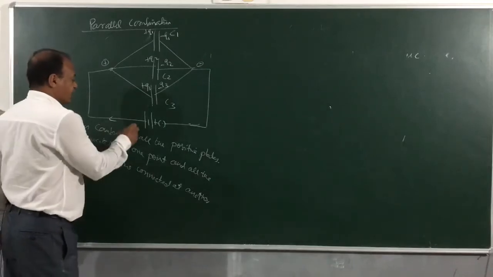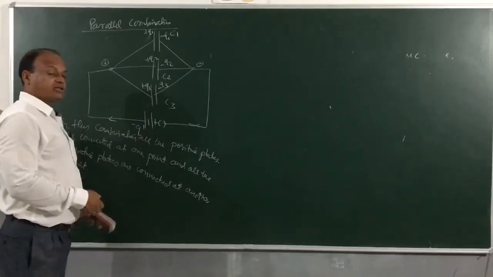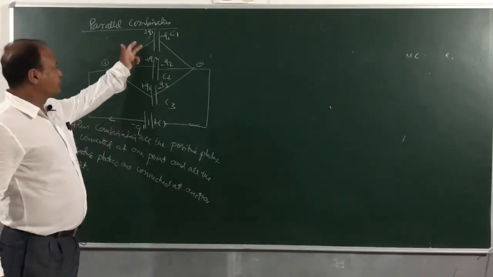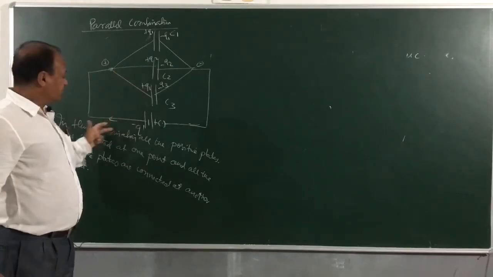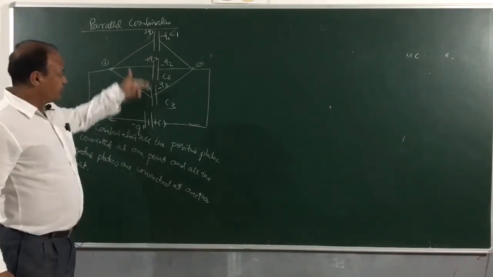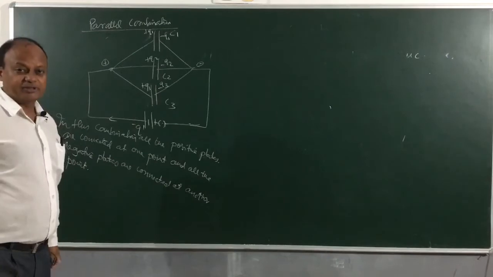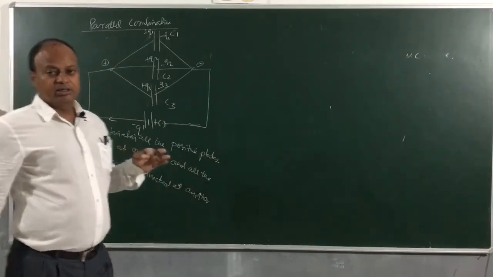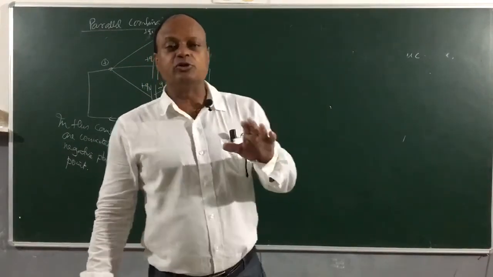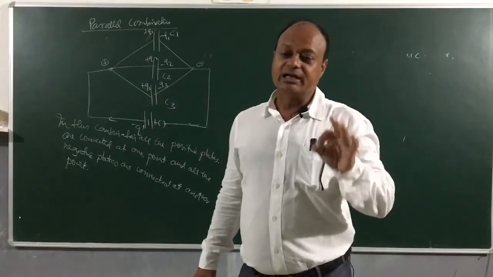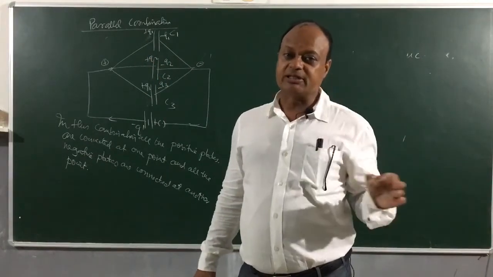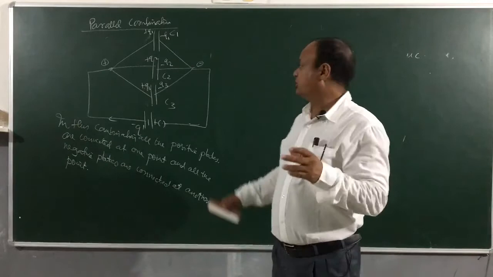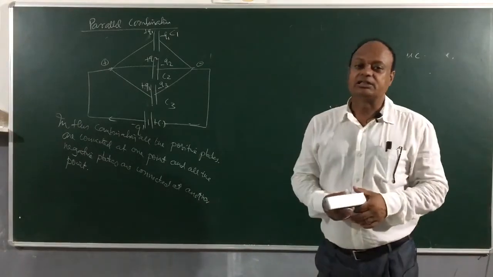Suppose the battery is supplying charge Q. So Q will be equal to how much? Q1 plus Q2 plus Q3. The charge Q is distributed on these three capacitors as Q1, Q2 and Q3. Remember, Q1, Q2, Q3 will not be equal unless all three capacitances are equal. Only when all three capacitances are equal will the charges also be equal.